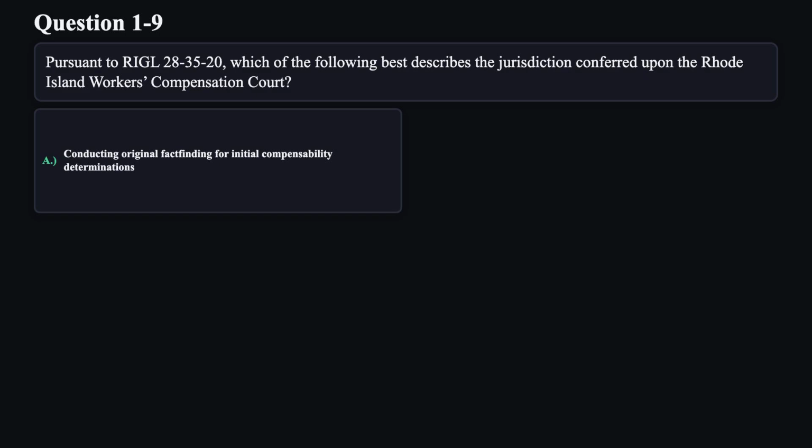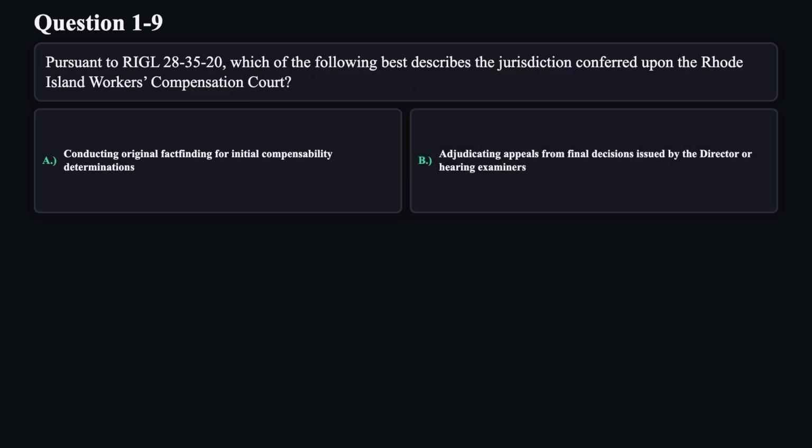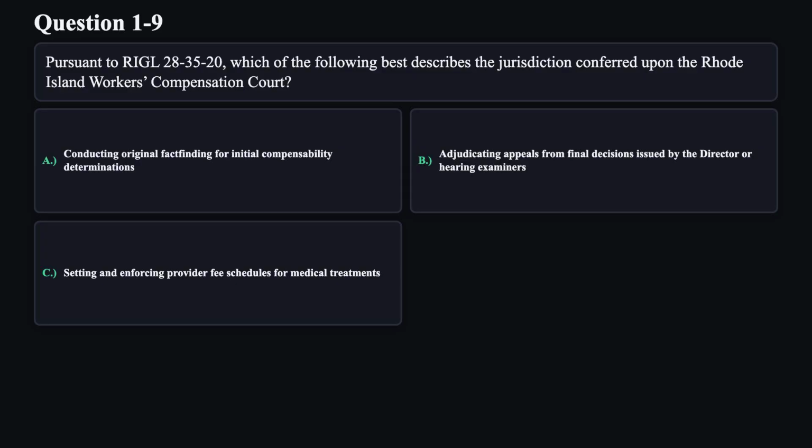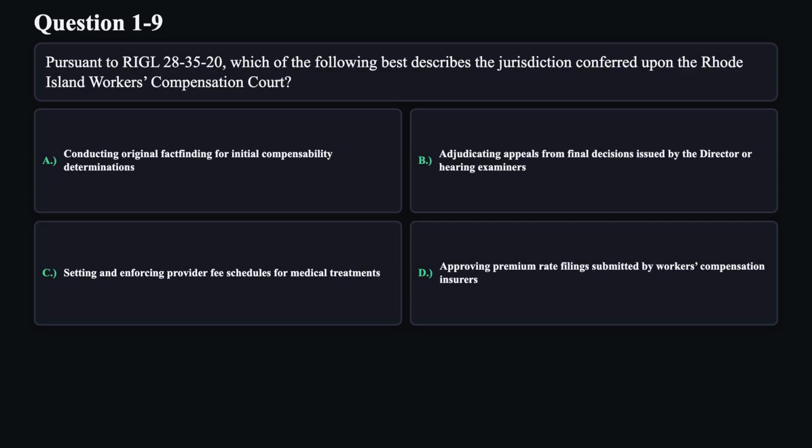A. Conducting original fact-finding for initial compensability determinations. B. Adjudicating appeals from final decisions issued by the director or hearing examiners. C. Setting and enforcing provider fee schedules for medical treatments. D. Approving premium rate filings submitted by workers' compensation insurers.